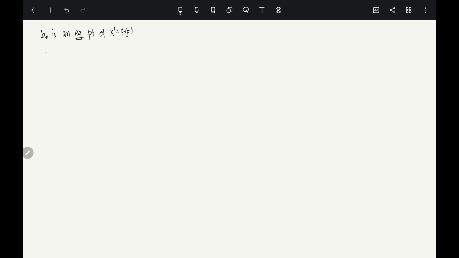Now, B star is what? B star is a point, right? It's some vector in Rn. Now, note this: if I define a new function x of t, which is a constant function given by B star, is it okay? So x of t is a constant, which is B star, for all t in R.